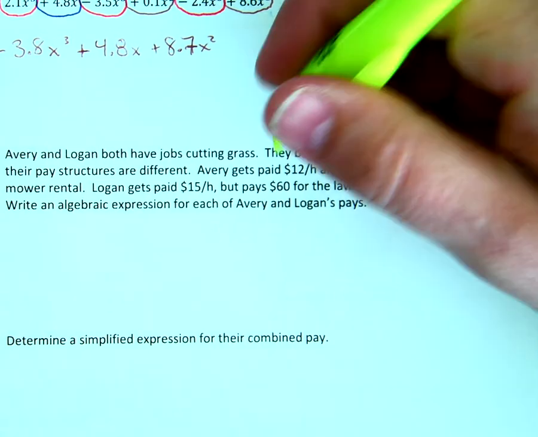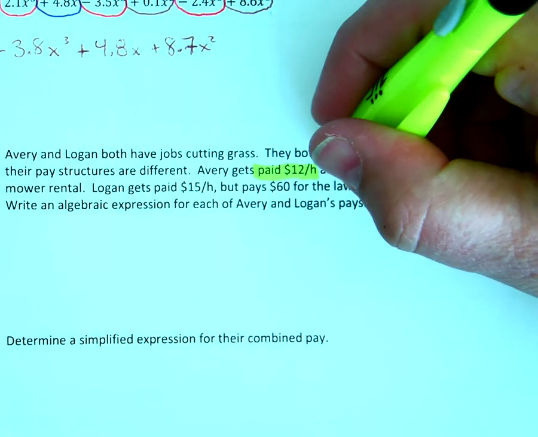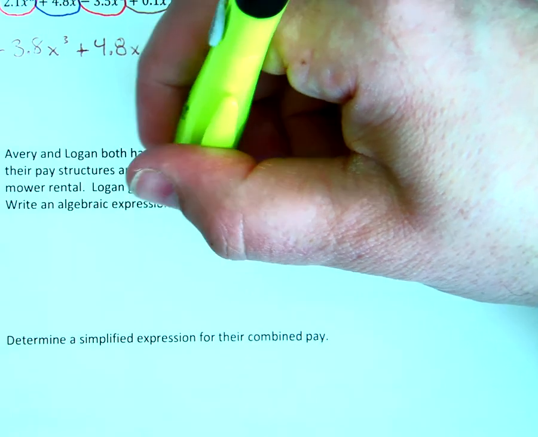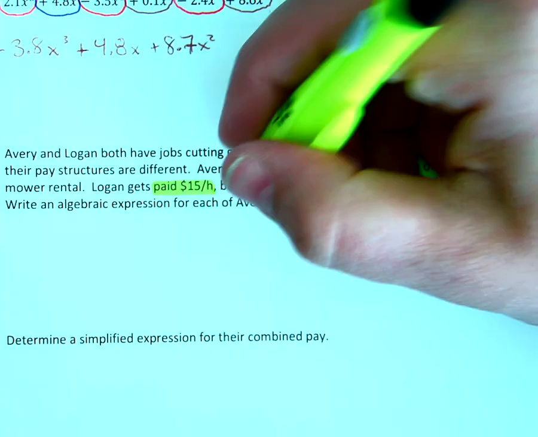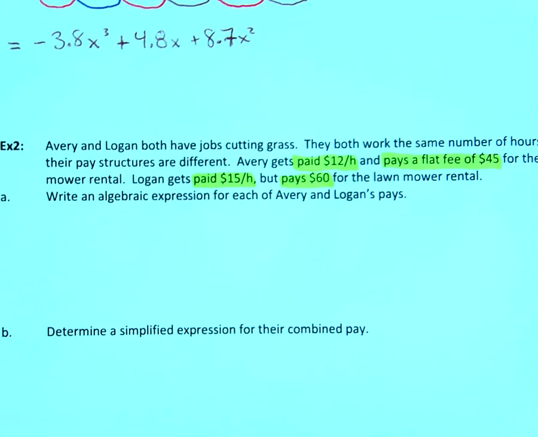So what's important here? She gets paid $12 per hour, and she pays a flat fee of $45. Logan gets paid $15 per hour, and he pays $60 for the lawnmower rental. So we need to write an algebraic expression for each of Avery's and Logan's pays.